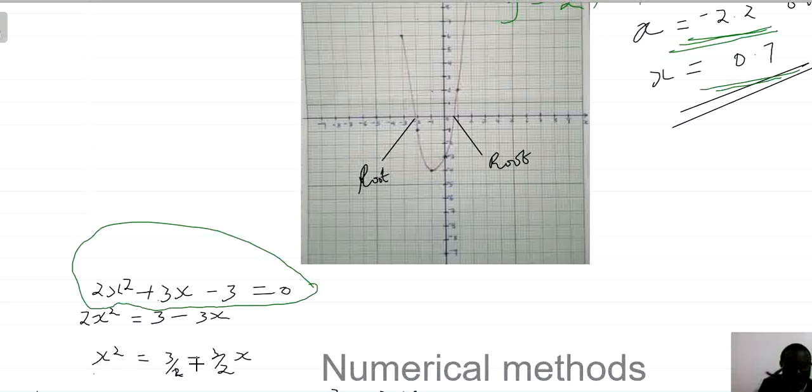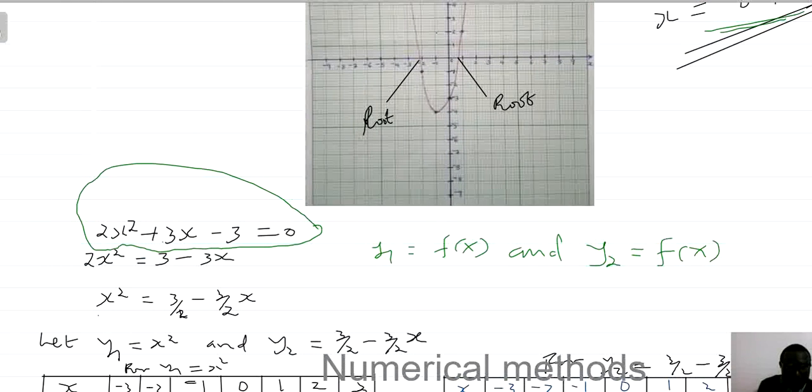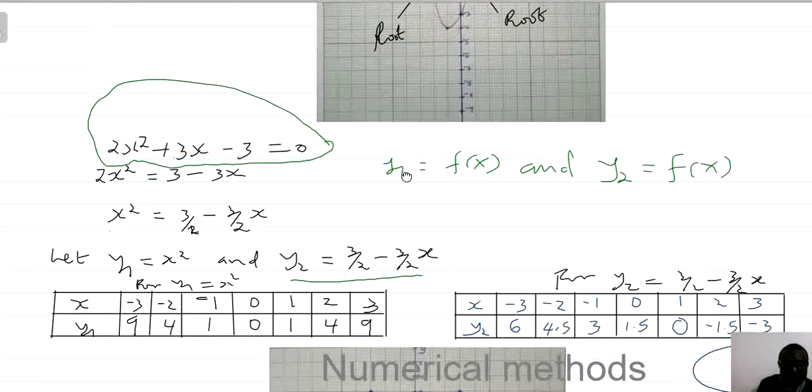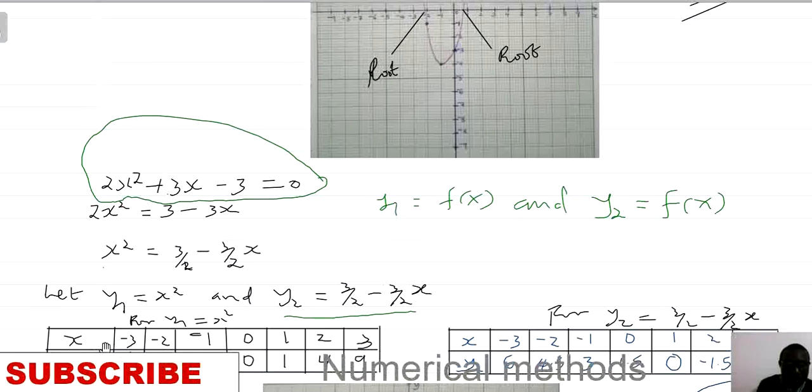we get this here. Now remember, we said that we shall come up with y1, which is equal to f(x), and y2, which is also equal to f(x). We shall come up with the two equations. This side I let be y1, and this here I let be y2. Then after that, we are going to tabulate them the way we tabulated the other one. We have to put in mind that the domain for the two graphs is still going to be the same. So here I have picked from -3 to +3, the same domain.